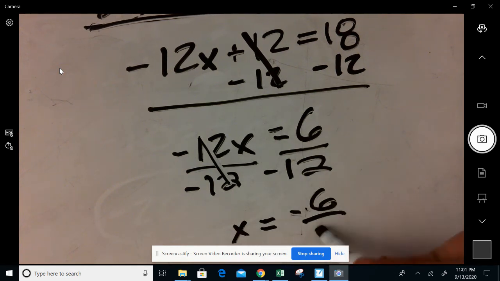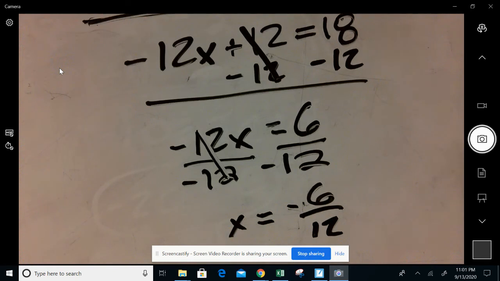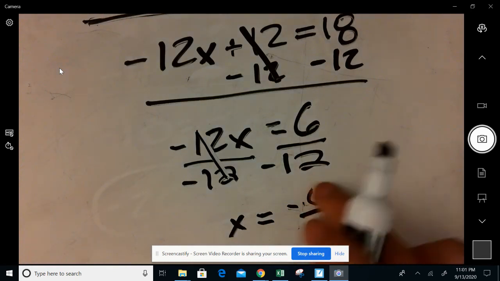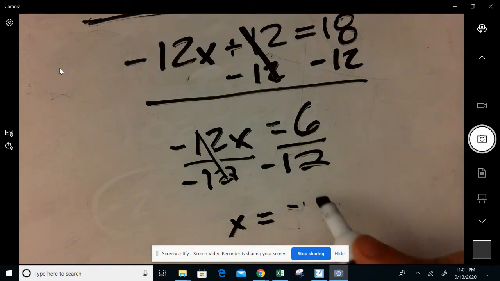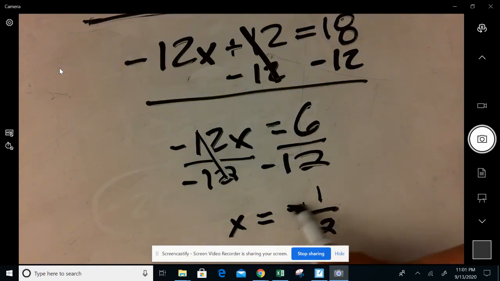And you can keep it like this. Just make sure to simplify the fraction if you can. So 6 over 12. Both of them can be divided by 6. And so the answer would be negative 1/2.